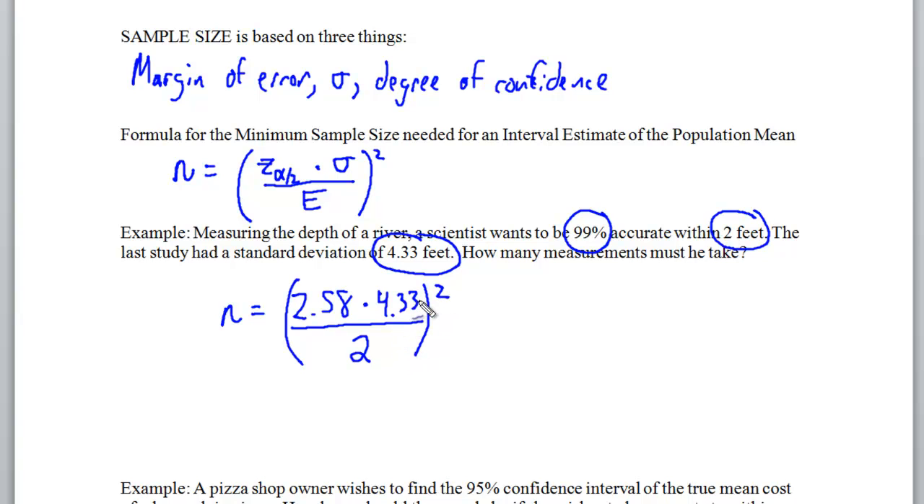Now, if you do this on the calculator, I would strongly recommend that you do this in parts. Take your numerator, hit enter, and then divide it by 2, get the answer, and then square it, and you'll get an answer of 31.2. Now, you're always going to round up. Since this is telling you to do 31.2 measurements, you're not going to round down to 31 measurements. So you're going to round up, so your answer is 32 measurements.